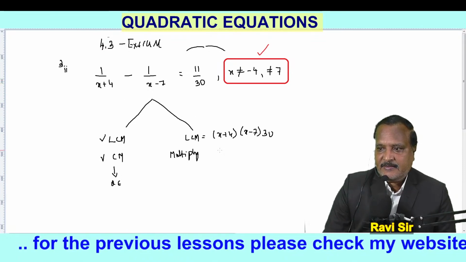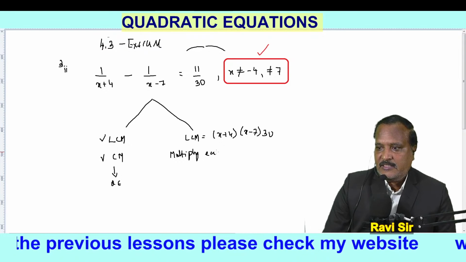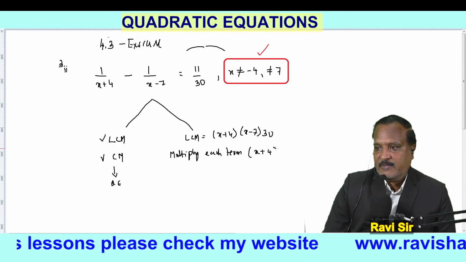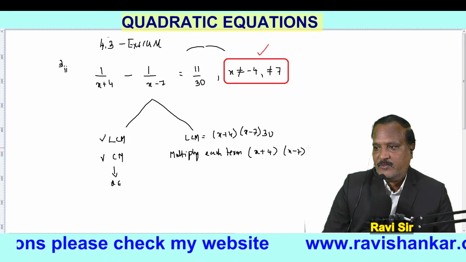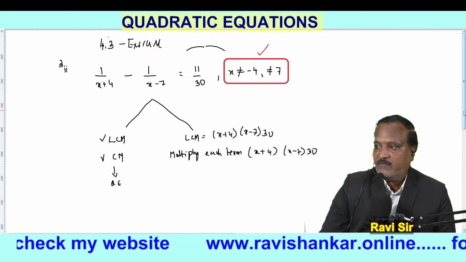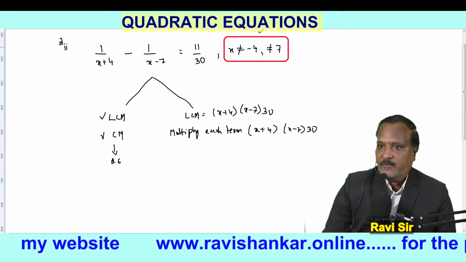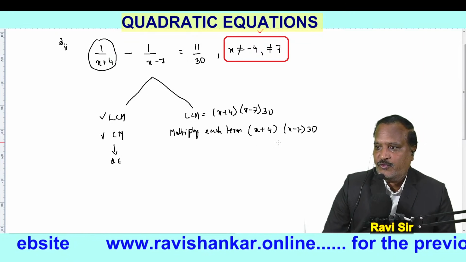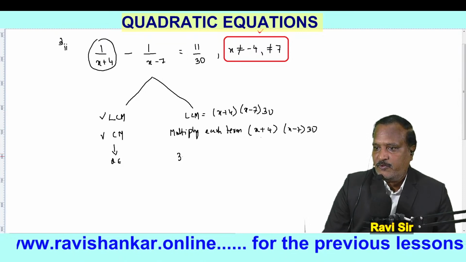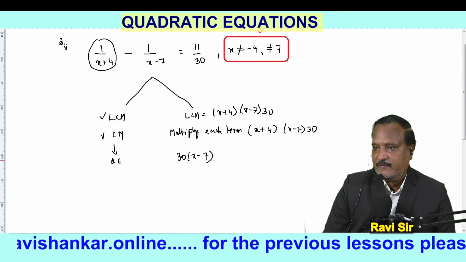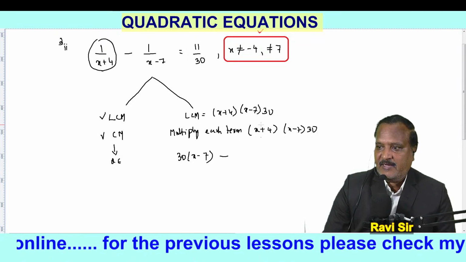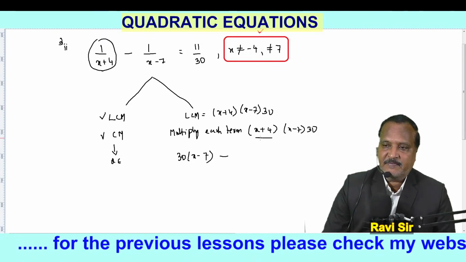Multiply each term with the LCM. What is the LCM? x plus 4 into x minus 7 into 30. If you multiply each term, what will you get? For example, take 1 upon x plus 4 into this. So x plus 4 will get cancelled. So on the top you will be getting 30 into x minus 7. Minus. So this denominator is gone. This denominator will get cancelled with one of the factors of the LCM.